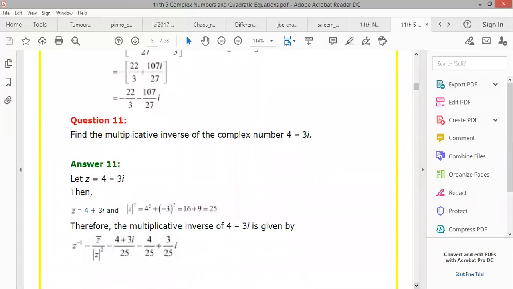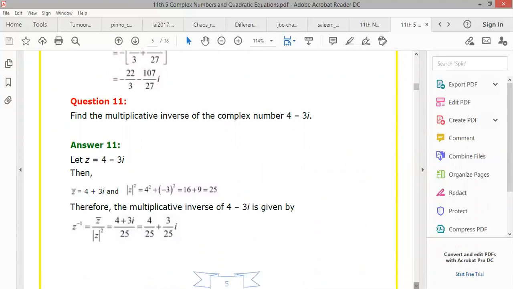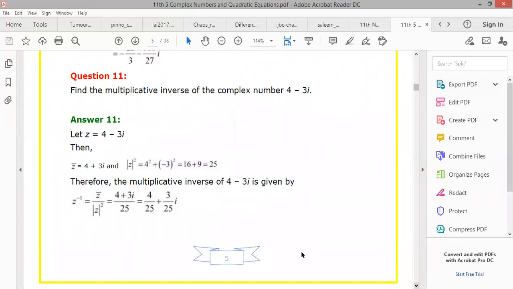Next is question number 11. Question number 11 is to find the multiplicative inverse of the following complex number. How can we find the multiplicative inverse? It can be found by z inverse is equal to z conjugate divided by modulus of z square, as per the definition. The conjugate, as I discussed earlier, is the given complex number with a change in the sign of the imaginary part. It's actually the reflection of the given complex number. And how can we calculate the modulus? That's the square root of real part square plus imaginary part square. That's 25. So it is 4 divided by 25 plus 3 divided by 25 into i.